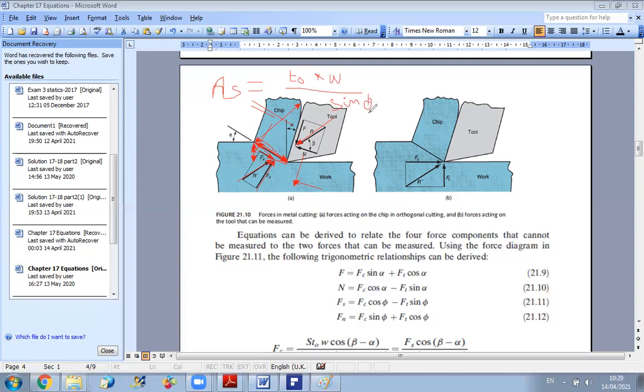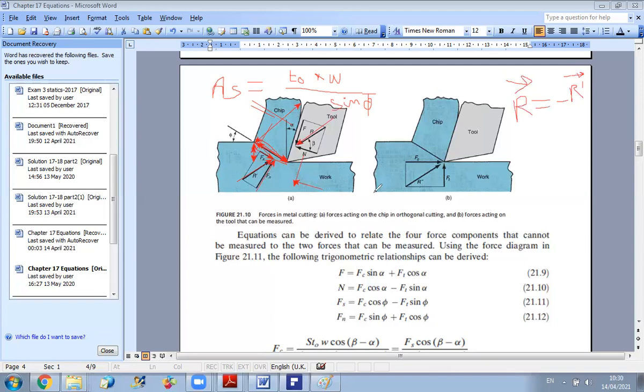Okay. Now, how to relate our forces? Since we said that the two forces acting on the chip are opposed, you can say that they have the same magnitude. So R and R prime will have the same magnitude and the same direction, but opposite sense. Okay, so we can say that vector R is equal to minus R prime. And this vectorial relation will allow you to relate the forces together. Okay, how to do this?